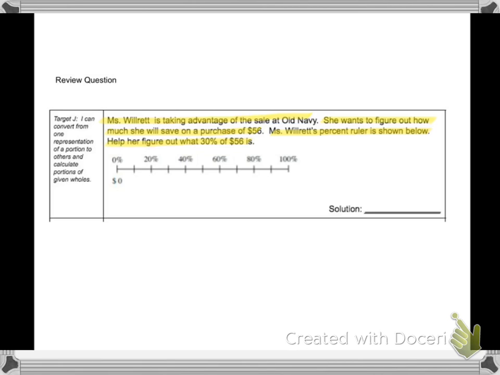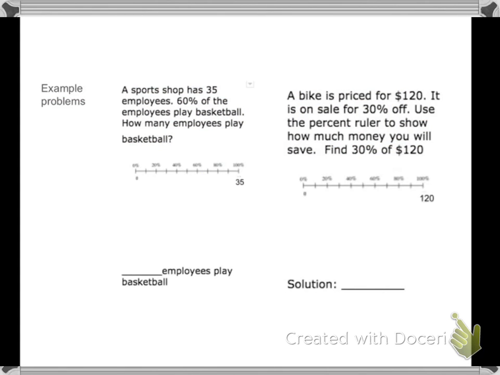We are going to look at 2 example problems, then we will come back to this problem. Remember, these 2 example problems are not the same as the review question. The first example problem: a sports shop has 35 employees. 60% of the employees play basketball. How many employees play basketball?